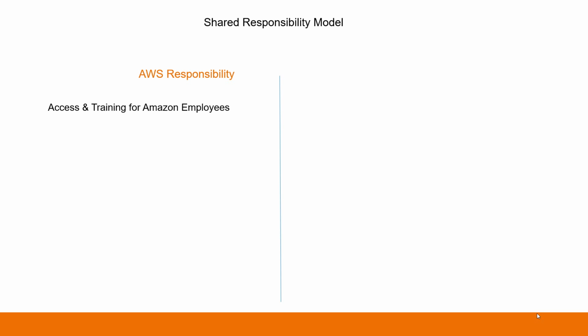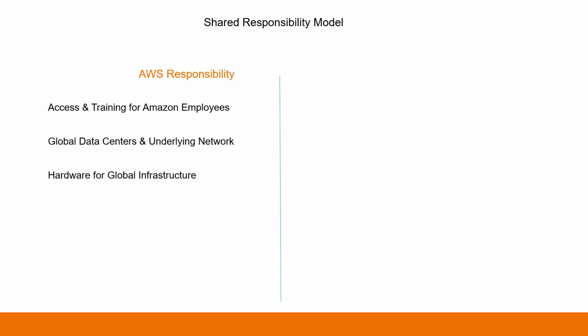AWS is responsible for access and training for Amazon employees. So who has access to the data center? Who can access a specific service to administer it within AWS? Those are the examples that AWS owns. They also own all their global data centers and the underlying network that connects those data centers. Those are the things that they will own and maintain and keep up to date for the platform.